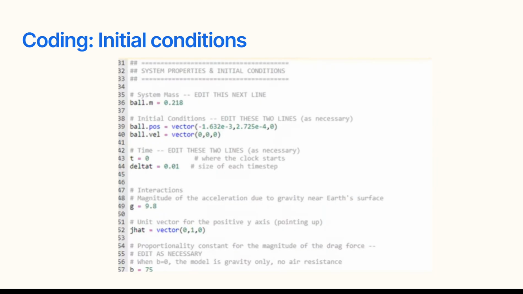So this is the coding. These are the initial conditions. Basically, all of this was plugged in from what we got from Tracker: the ball mass, the initial position vector, the initial velocity vector, your gravity, and also your drag force constant, which is equal to 75 for one run, and 0 when the model is gravity only.